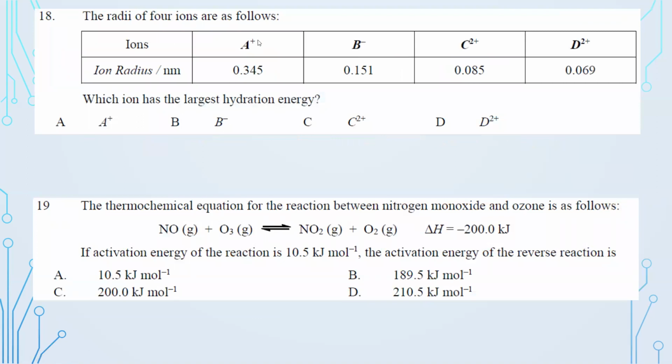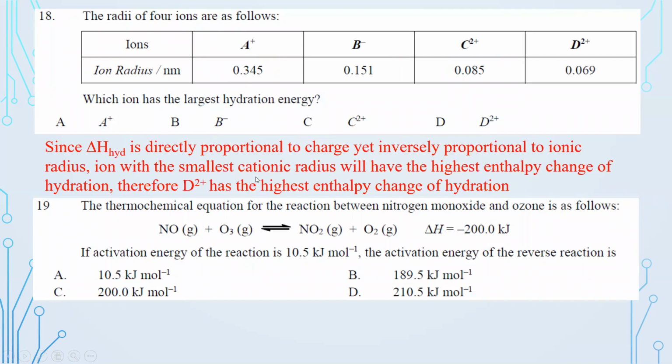The radii of the 4 ions A, B, C, D are given below. Which of the following has the highest hydration energy? So we say that enthalpy change of hydration is directly proportional to the charge, yet inversely proportional to the ionic radius. No matter positive or negative, it is the same. So in here you look for the one with the highest charge, which is C or D. And then you look for the one with the smaller radius. Here it seems that D has a smaller radius, so the best answer in here is D.